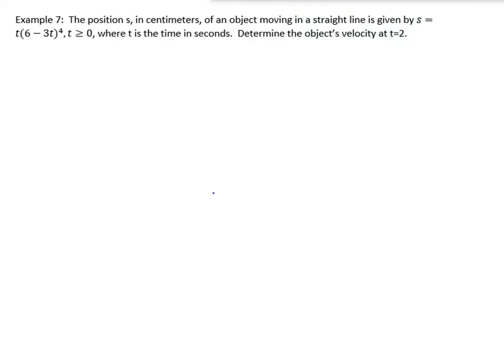Okay, example 7. The position function s, in centimeters, of an object moving in a straight line is given by s equals t, which is going to be our first function, times 6 minus 3t to the 4, which is going to be our second function, such that time is greater than 0. U prime v plus uv prime. Determine the object's velocity at t equals 2.